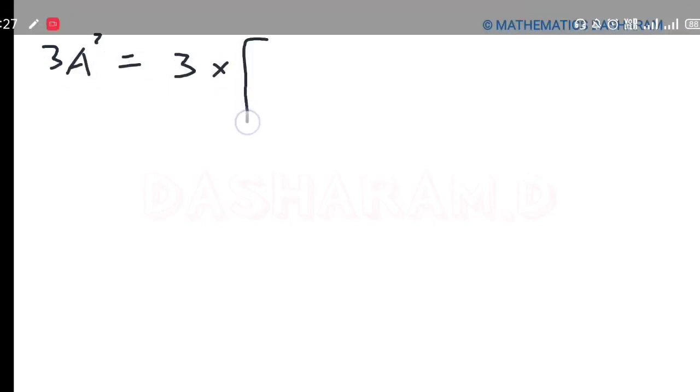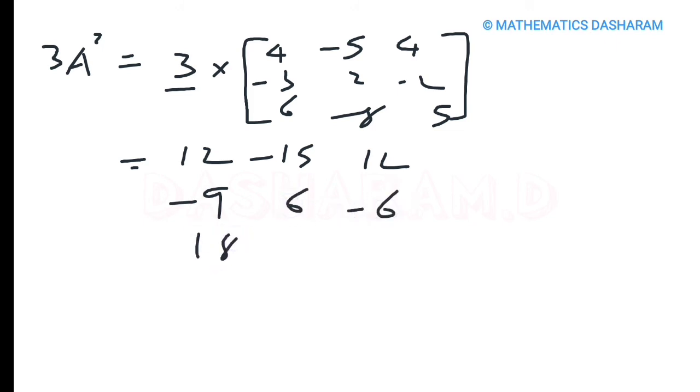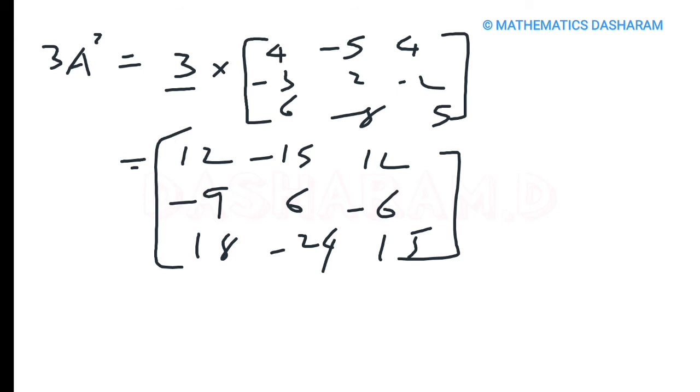So next, find 3A square. So 3 into the A square matrix. Now multiply 3 with every element inside. 3 4s are 12, 3 13s are 39, 3 4s are 12, minus 9, 3 2s are 6, 3 into minus 2 is minus 6, 6 3s are 18, minus 24, 15. So this is 3A square.